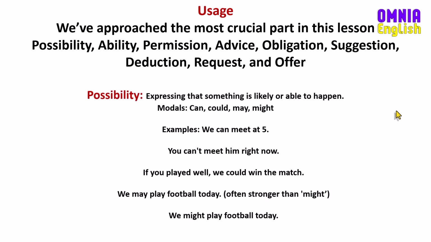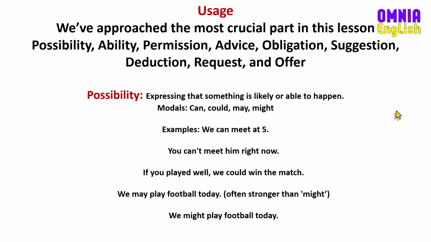First of all, number 1, possibility. What is the definition of possibility? Possibility means expressing that something is likely or able to happen. The modals here in this context are can, could, may, might. For example, we can meet at 5. So I have the possibility to do this action. You can't meet him right now. You don't have the ability to meet him. If you played well, we could win the match.